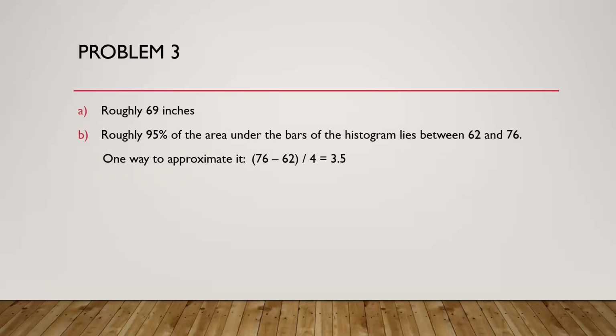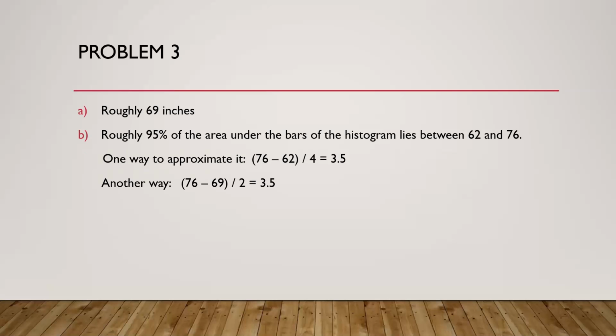Because that interval from 62 to 76 would be 4 standard deviations wide, because the 62 would be 2 standard deviations below the mean, and the 76 would be 2 standard deviations above. So the whole interval from 62 to 76 would be 4 standard deviations. So we take the width of that interval, divide it by 4 to get 3.5.